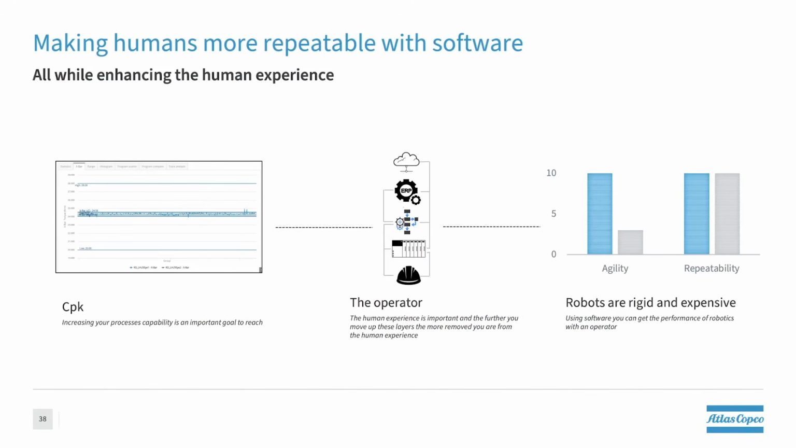All right, so our whole goal here is to increase quality and repeatability while keeping you as flexible as possible to the many necessary changes within your plant, while keeping a focus on the operator for a better overall experience. And by using software, we can do this in a lean way.